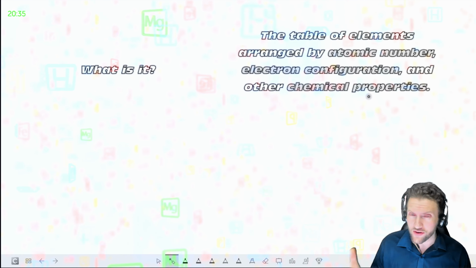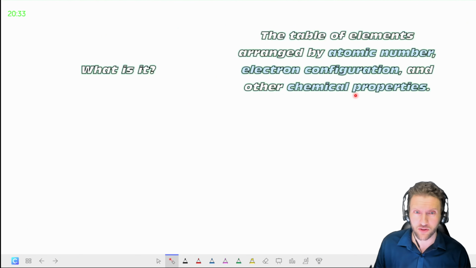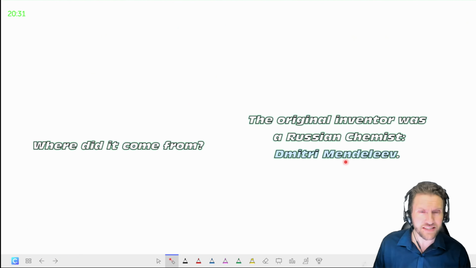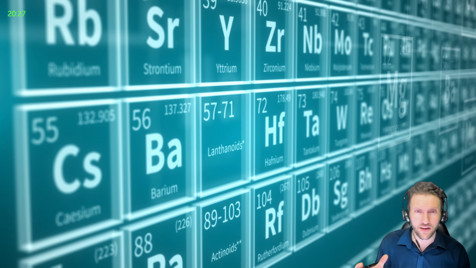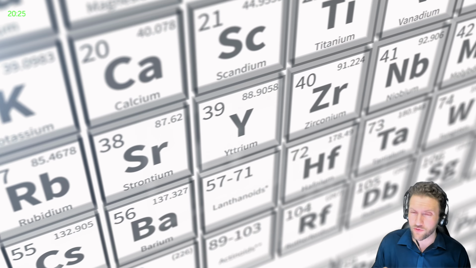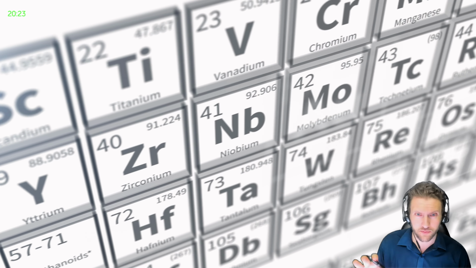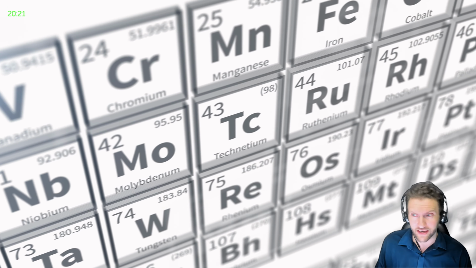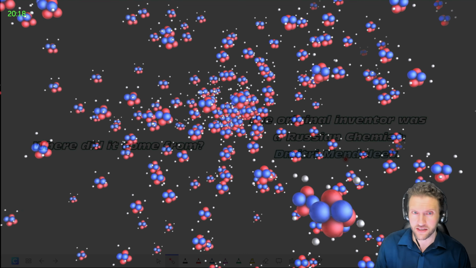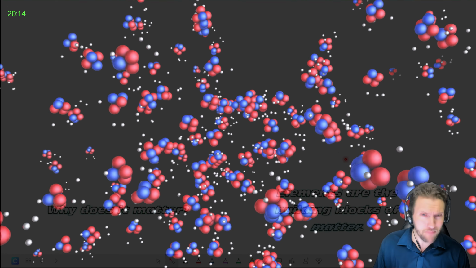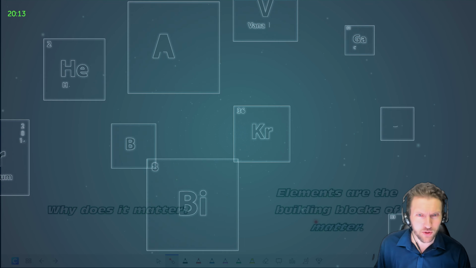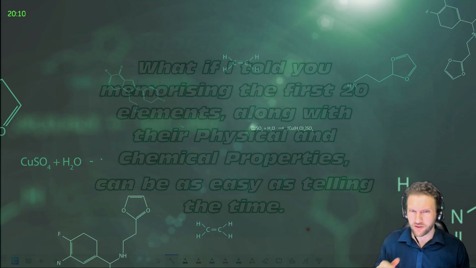The original inventor was actually a Russian chemist by the name of Dmitry Mendeleev. Now, Dmitry did a good job here of actually organizing these elements, and the end result is absolutely a flawless periodic table after many decades of refinement. Now, why would you want to learn it? Well, you could argue that it matters because elements are the building blocks of matter. Therefore, it matters. It's logical. It's okay, you got the pun.